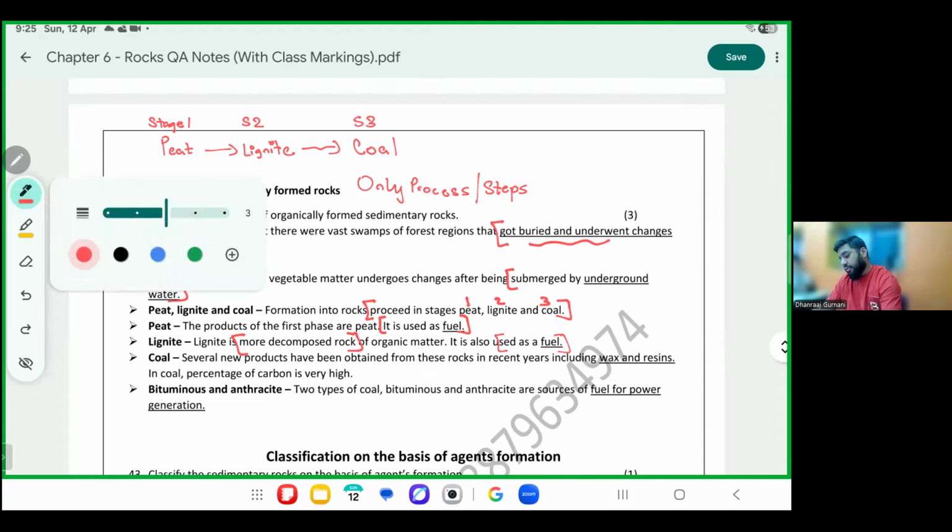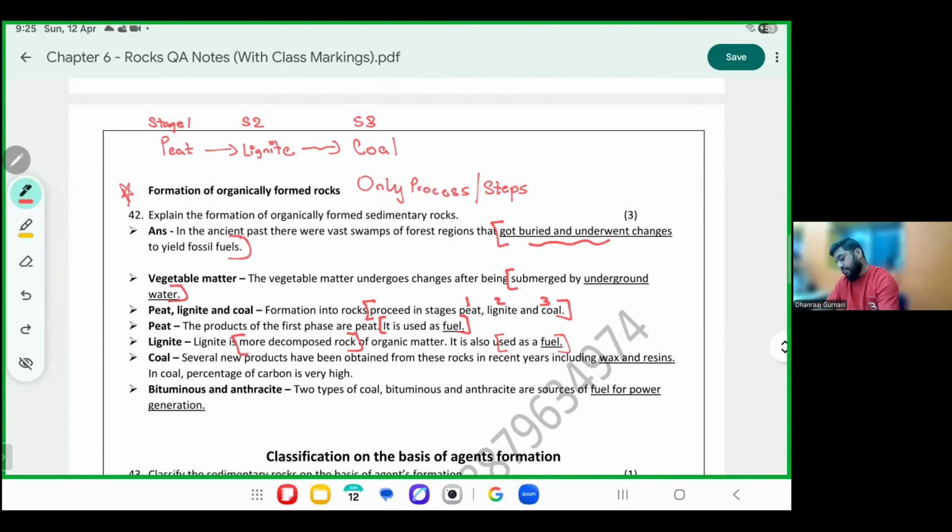What is the factor to go from one stage to another? It is time. With time, decomposition happens. So the factor which you have to give it is time.